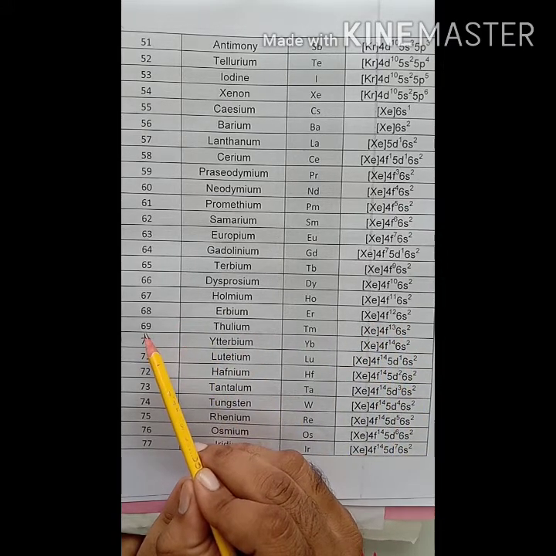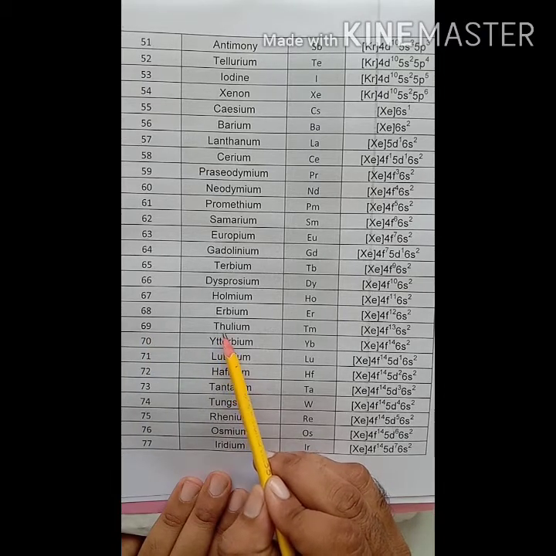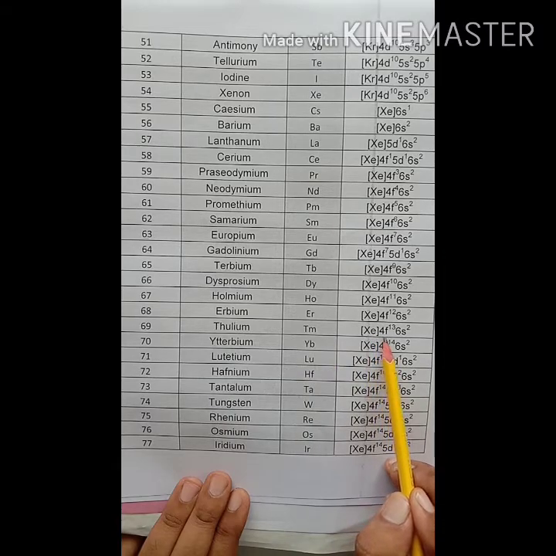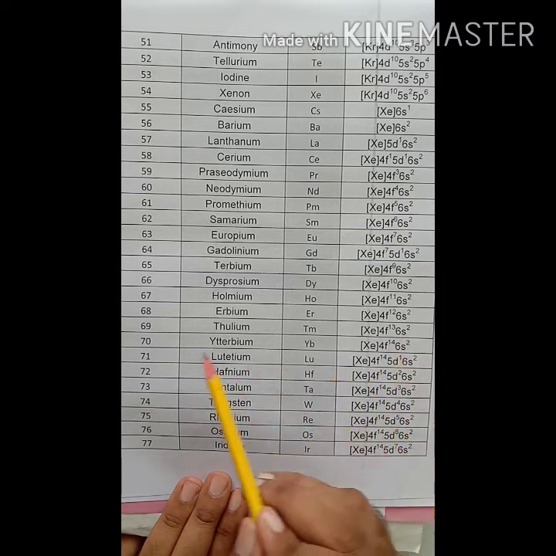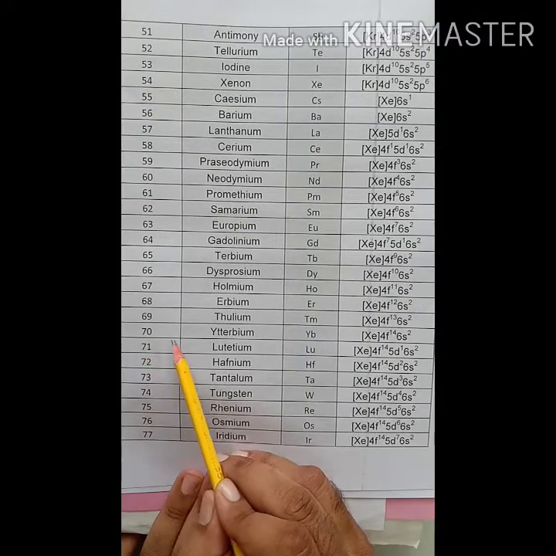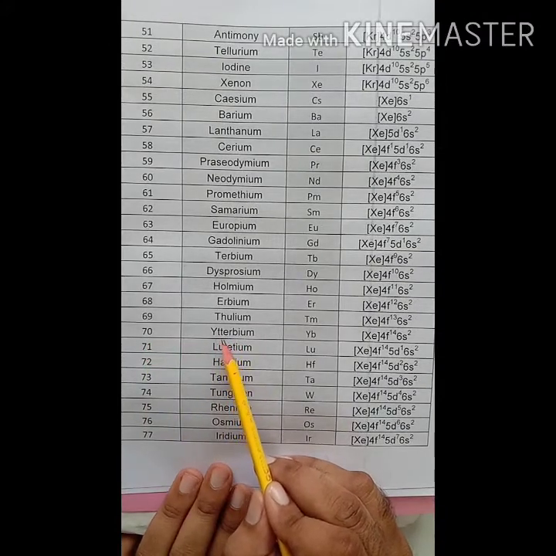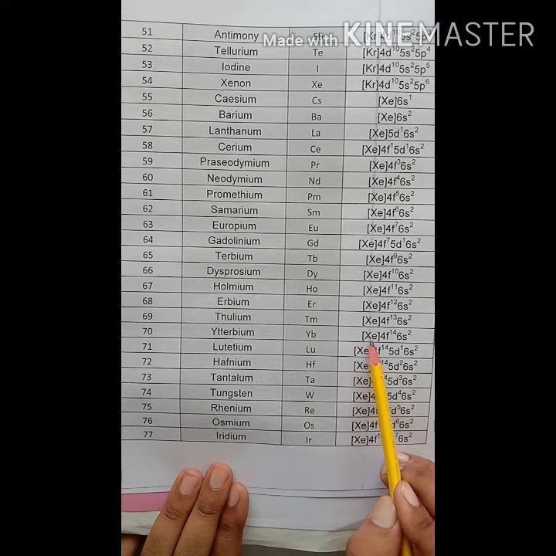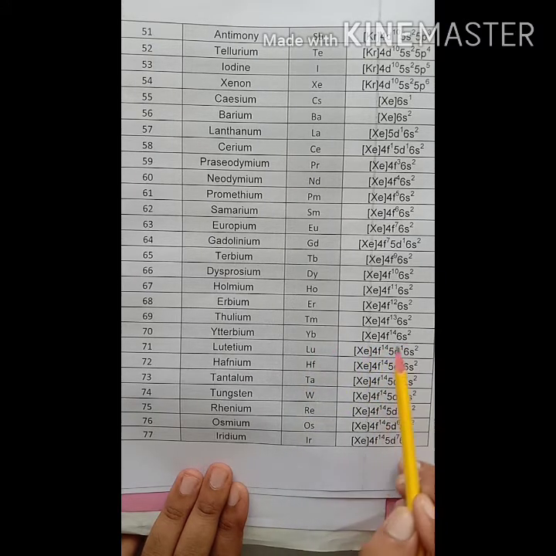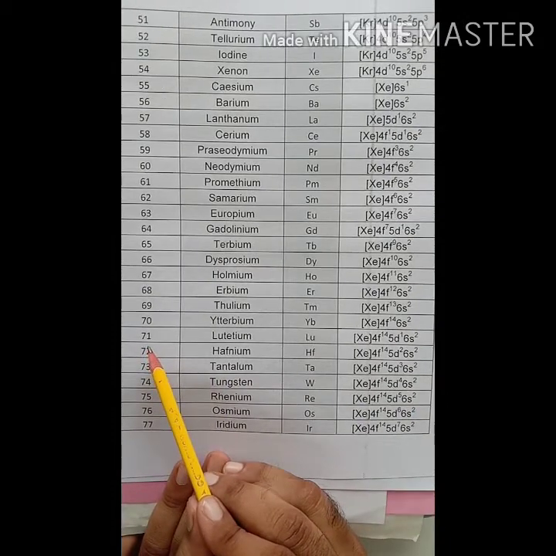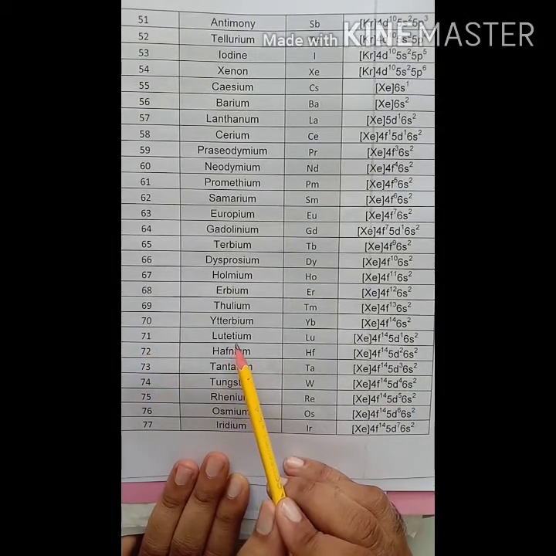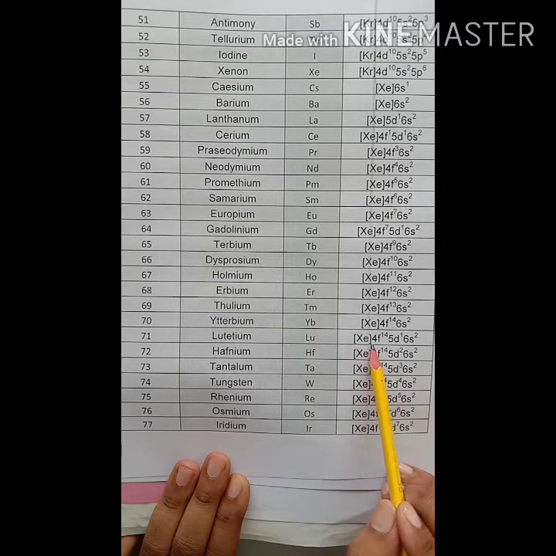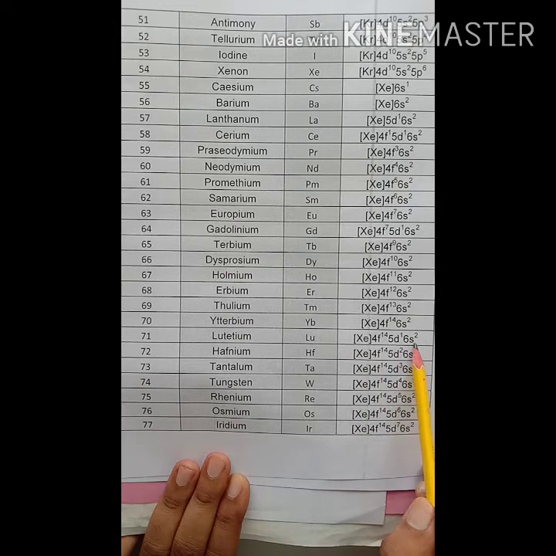The next atomic number is 69. Name of element is thulium. Symbol is Tm. Electronic configuration is Xe 4f13 6s2. The next atomic number is 70. The name of element is ytterbium. Symbol is Yb. Electronic configuration is Xe 4f14 6s2. The next atomic number is 71. Name of element is lutetium. Symbol is Lu. Electronic configuration is Xe 4f14 5d1 6s2.